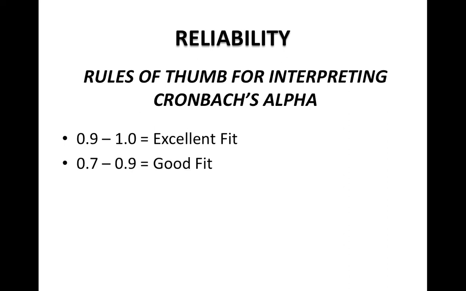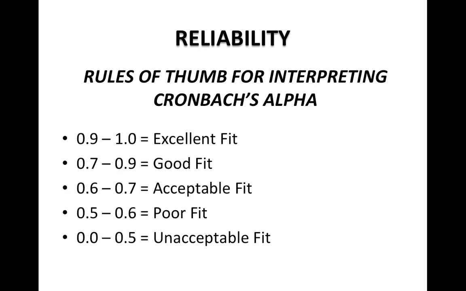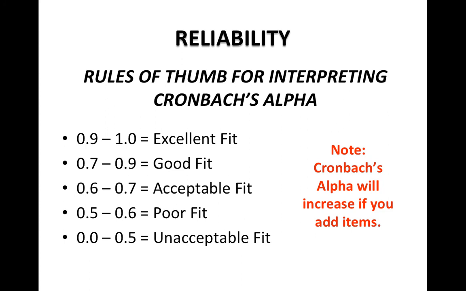0.7 to 0.9 is a good fit. 0.6 to 0.7 is acceptable. 0.5 to 0.6 is poor, and then anything under 0.5 is unacceptable. So one thing that should be noted is that one thing that'll help increase your Cronbach's alpha value is to just add more items. So it's harder to have an excellent fit, for example, if you only have 3 items. However, if you have 8 items that all measure approximately the same thing, you're going to find scores in the 0.9s easily. Okay, so that is it for the lecture on preparing data for analysis.